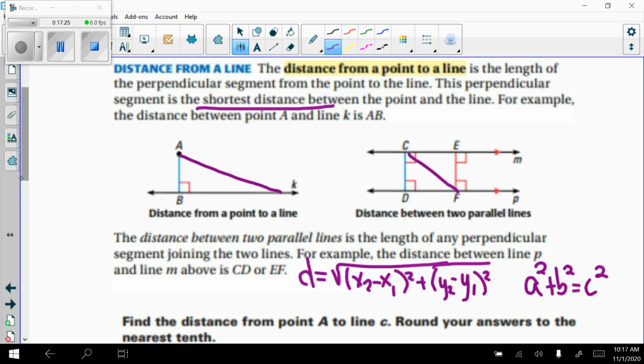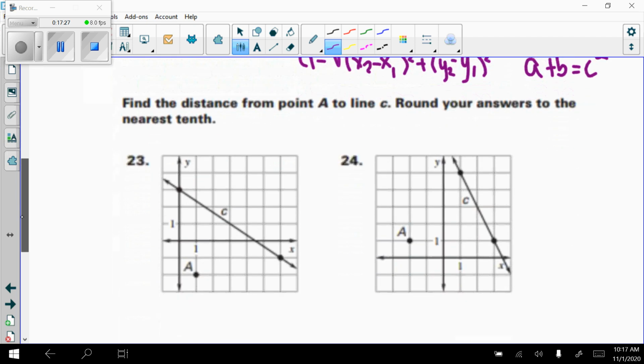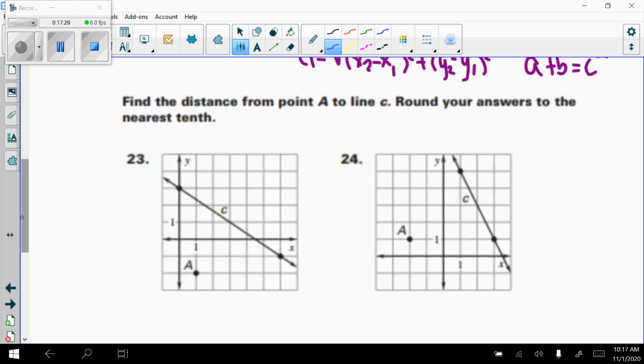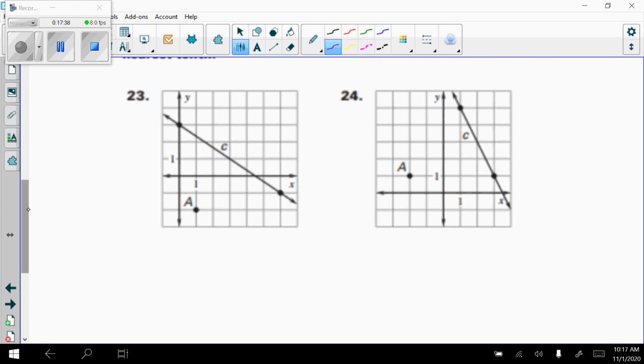All right, so last two examples. It says find the distance from point A to line C. Round your answers to the nearest tenth. Okay, so in this picture, the very first thing that I need to do is find the slope of line C. So I want the slope of line C.